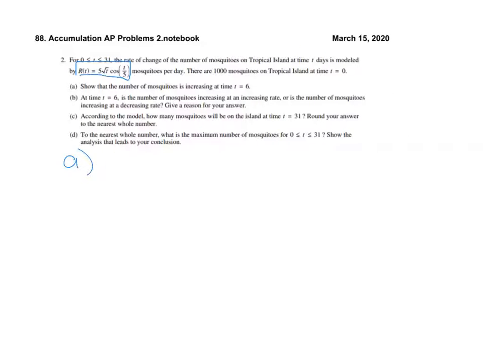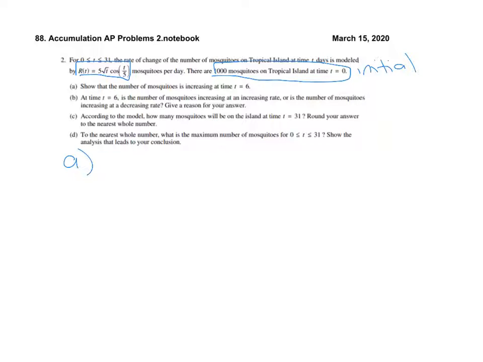Again, only one problem here. There are 1,000 mosquitoes on the tropical island. So that gives us an initial value, which means we're definitely going to need that at some point. They don't give us that information for no reason. Show that the number of mosquitoes is increasing at t equals 6.